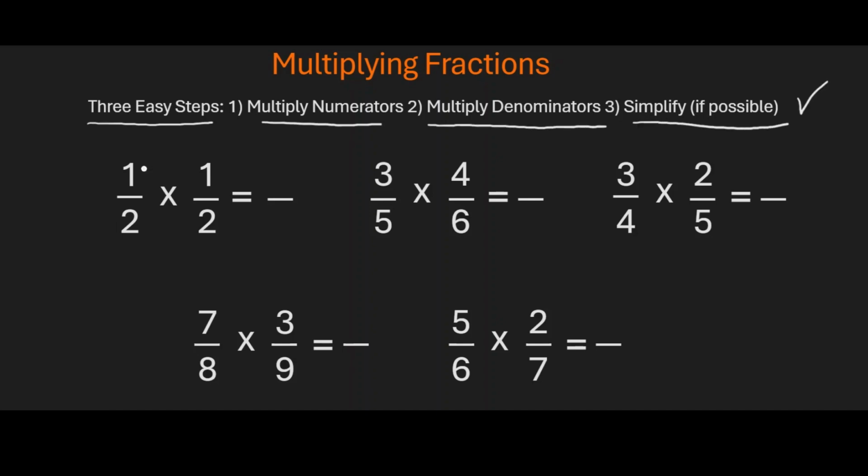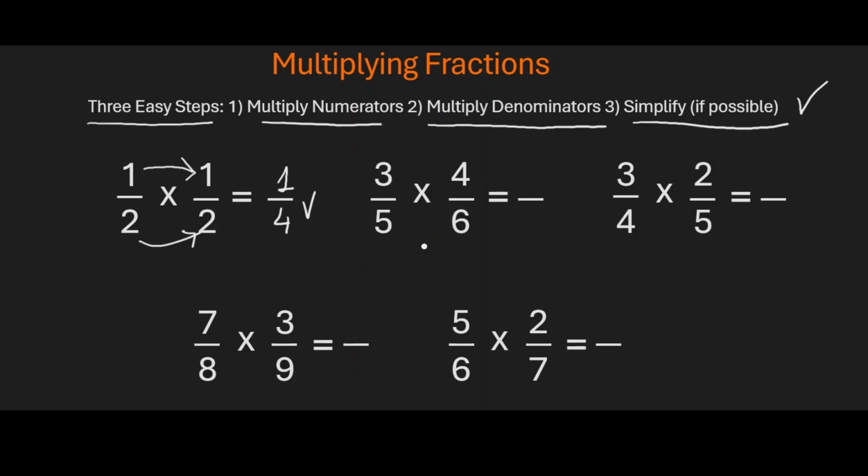First up, we've got 1/2 multiplied by 1/2. We multiply the numerators. 1 times 1 equals 1. Then, multiply the denominators. 2 times 2 equals 4. So, 1/2 times 1/2 equals 1/4. And that's already in its simplest form, nice and easy.